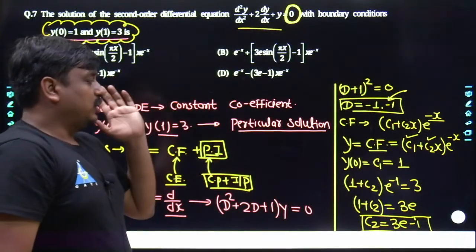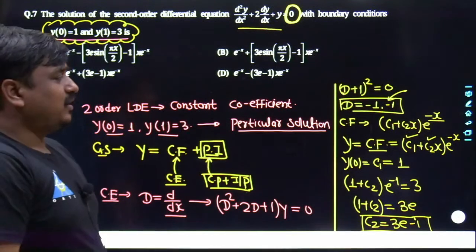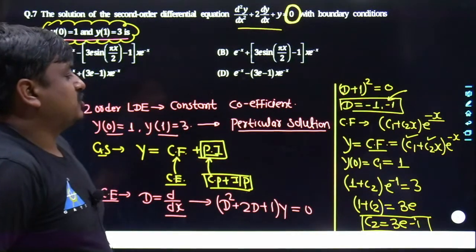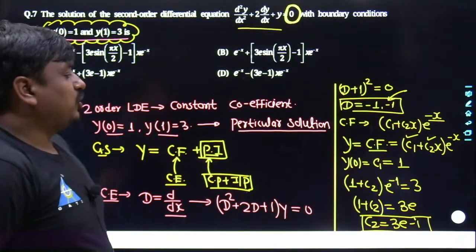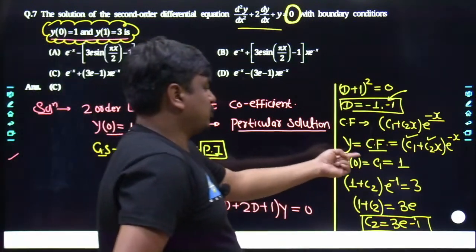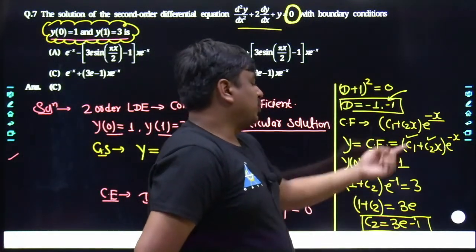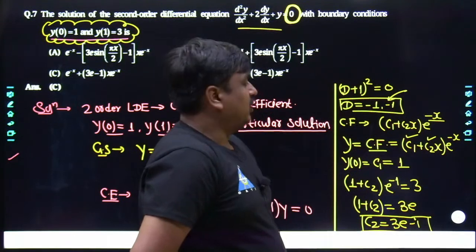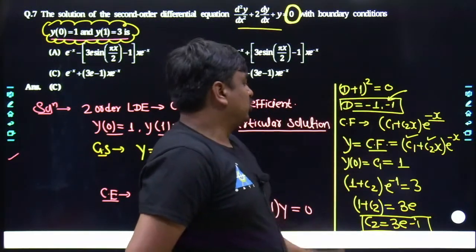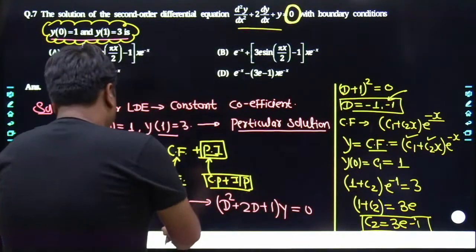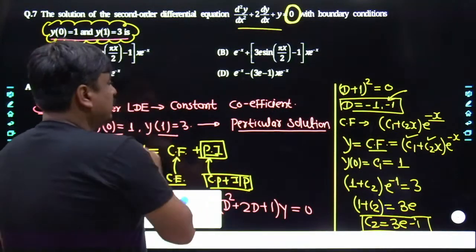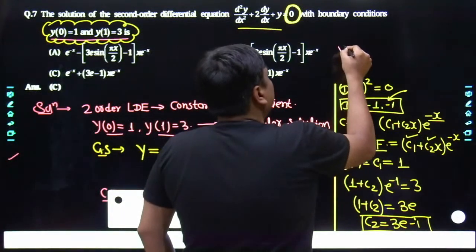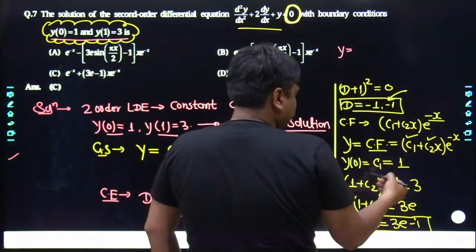So the general solution we had for this given linear differential equation was C1 plus C2x into e to the power of minus x. The value of C1 has to be fed as 1. The value of C2 has to be fed as 3e minus 1. Once you are feeding all of the data, you will be getting the particular solution for this given differential equation with this given initial information.